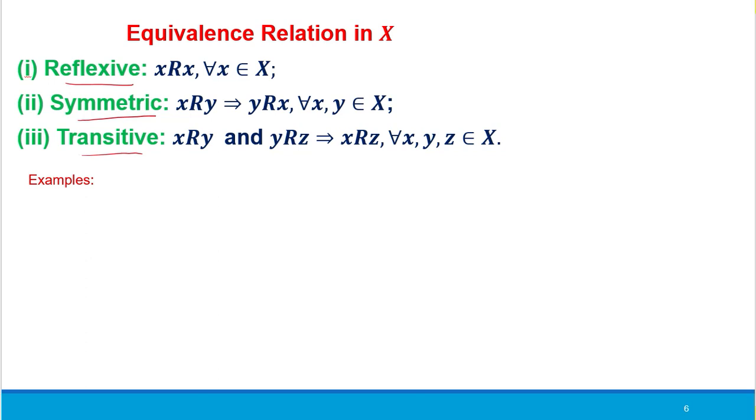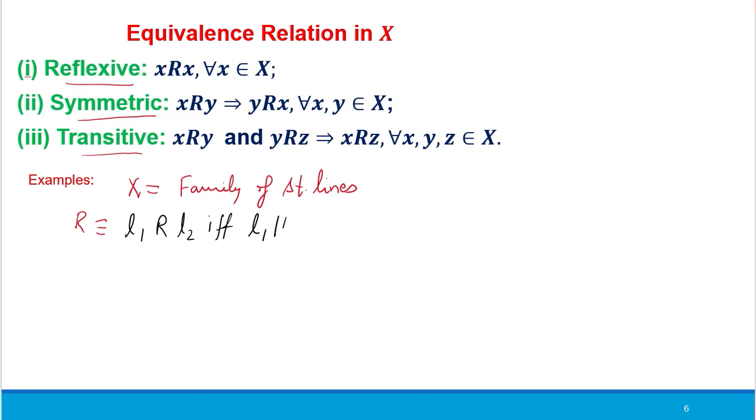Suppose we are having a family of lines. So let X be a family of straight lines, and let R be like this: a line L1 is related to another line L2 if L1 is parallel to L2. Now this is the relation which we take.